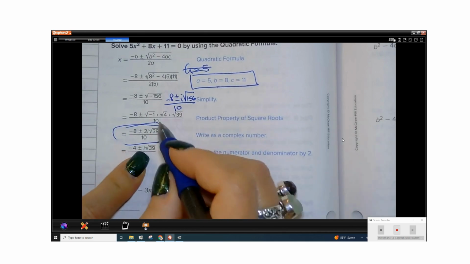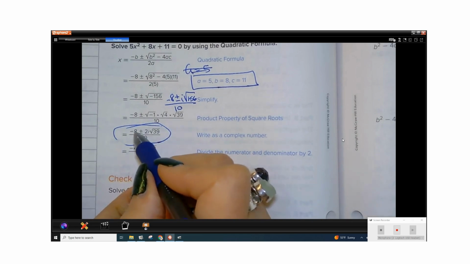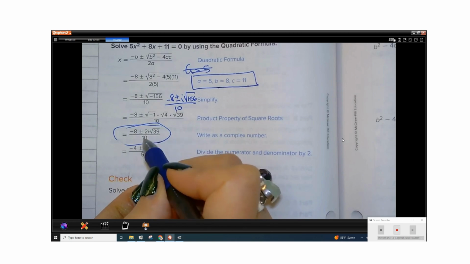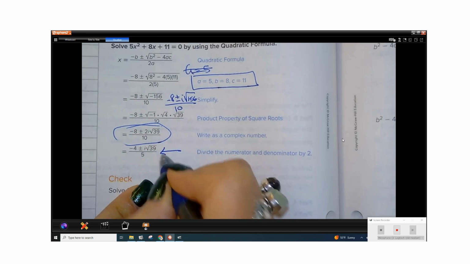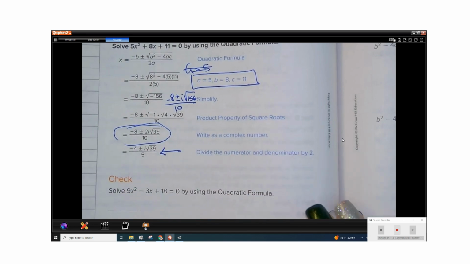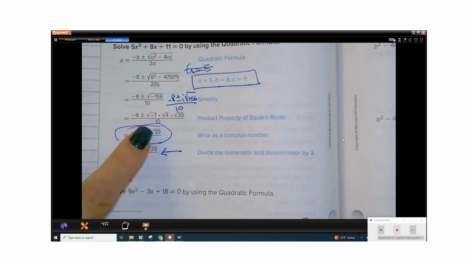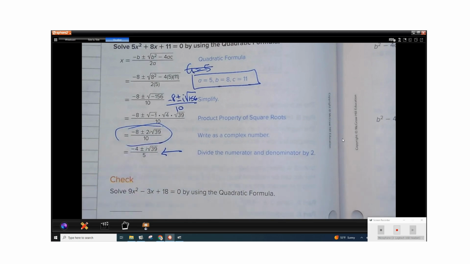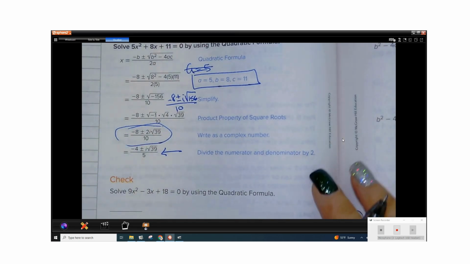But on a multiple choice test, 2 goes into each one of these numbers. So 8 divided by 2 is 4, 2 divided by 2 is 1, 5 divided by 2. You would have this answer on a multiple choice test. You wouldn't have these choices. But for me, it is fine to leave it like that or like that. It's easy for me to grade it like that.